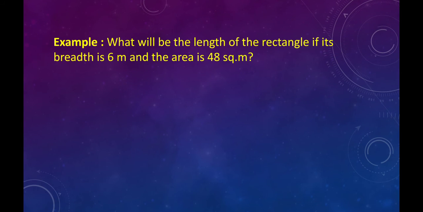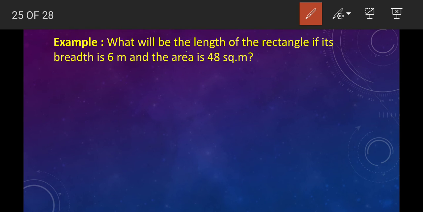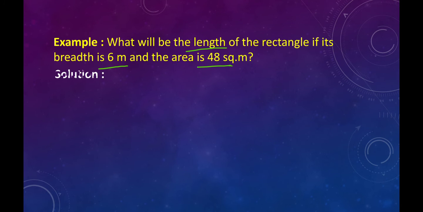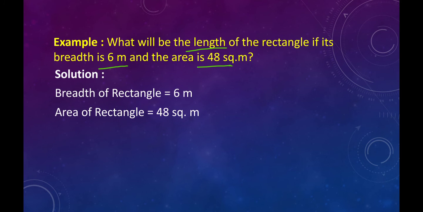Next one. What will be the length of rectangle if its breadth is 6 meter and area is 48 square meter? Here you have to find the length of the rectangle. We are given that breadth is 6 meter and area is 48 square meter. Come to the solution. Breadth of the rectangle is 6 meter, area of the rectangle is 48 square meter.